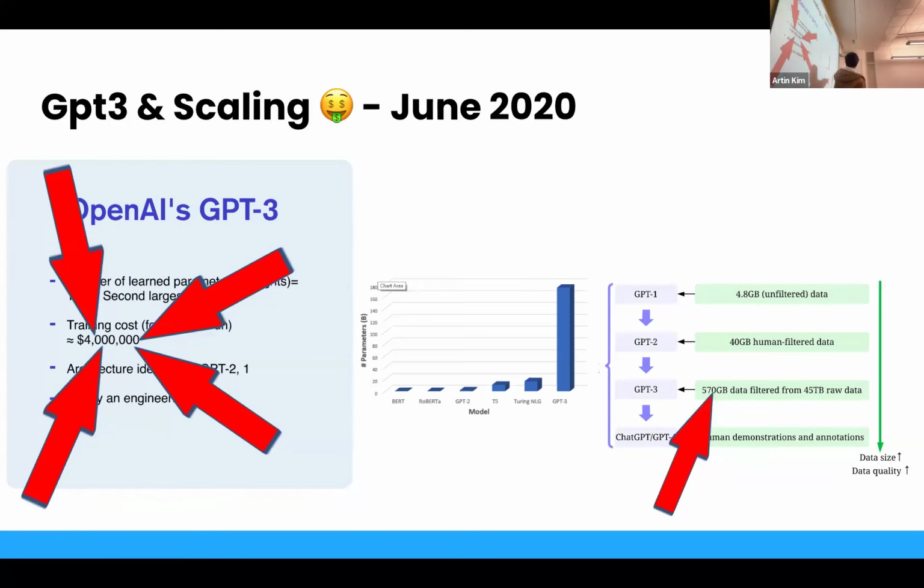And by the way, that's filtered from 45 terabytes of just internet. So it's kind of insane to think about how much text that is. Transformers are what people call data hungry. They need an insane amount of data, but if we have that, they're actually best performing.